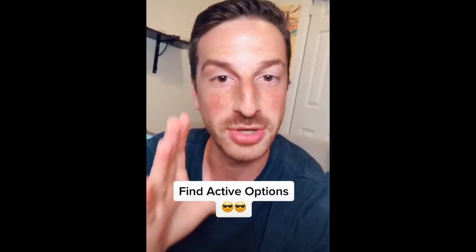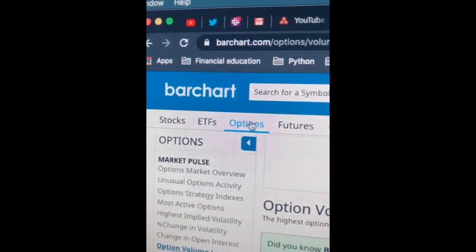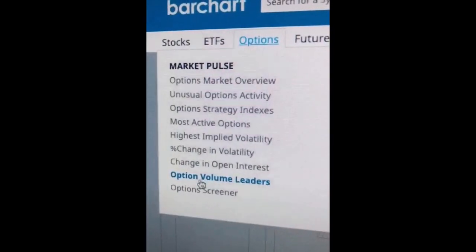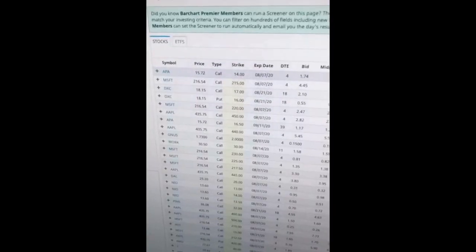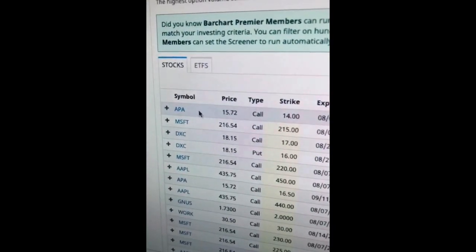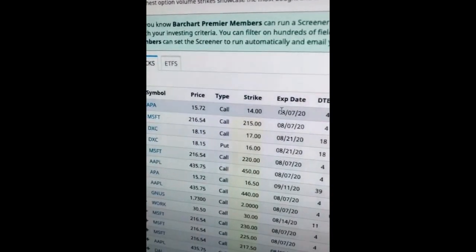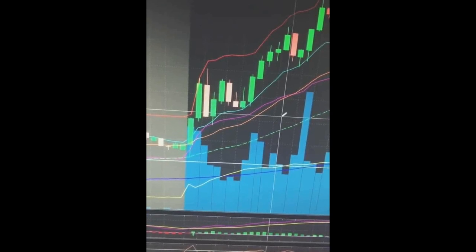Here's how you can find the most active options that are trading that day so you can just follow the herd to make some money. You're going to go to barchart.com and then click options. Then you're going to want to click option volume leaders. Then you'll see this chart of all the most active options. Sort by volume. So for example, today you can see the most active option traded was an APA, the $14 call option expiring 8/07.